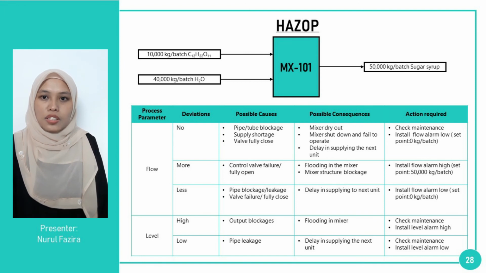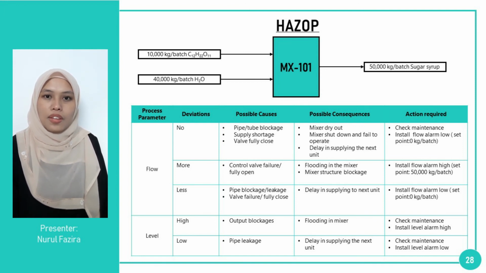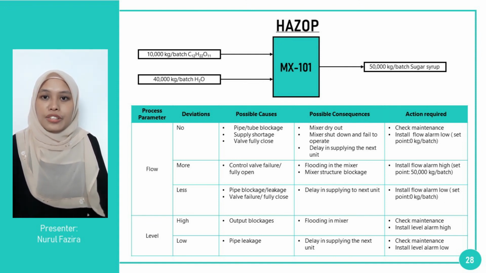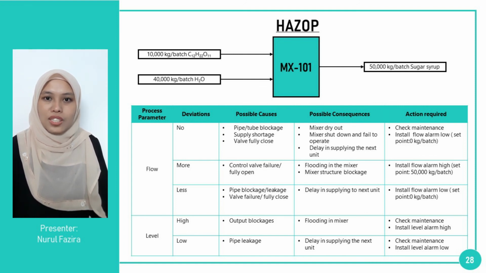Next, possible causes for the more flow scenario are a failure in the control valve or the control valve being fully open. As a result, there is flooding and mixer structure blockage. To prevent it, we need to install a high flow alarm for the equipment. Less flow will have similar possible causes, possible consequences and action required as no flow.